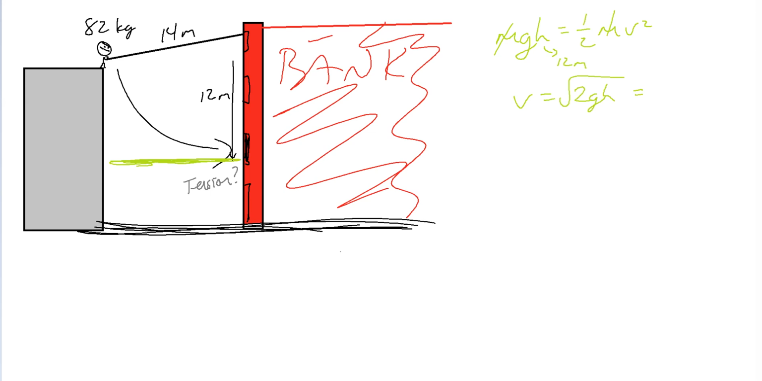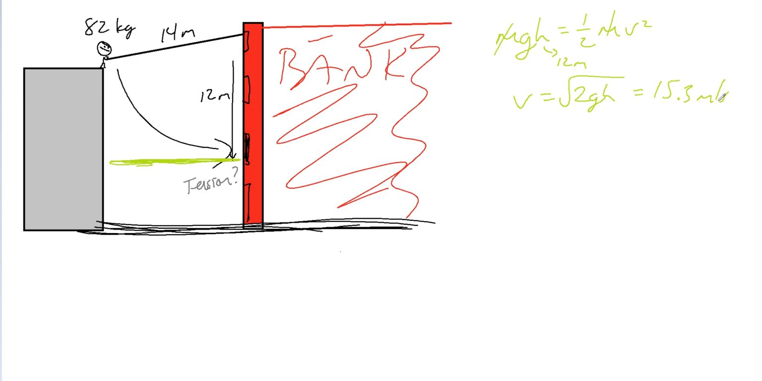So if I punch that in, he's going to be at the window about 15.3 meters per second. So that's how fast he's going when he gets to the window at the bottom of the little circular path. All right, so now that I have that, I can work on my tensions.